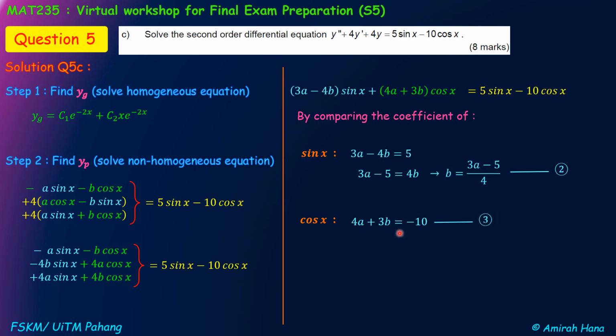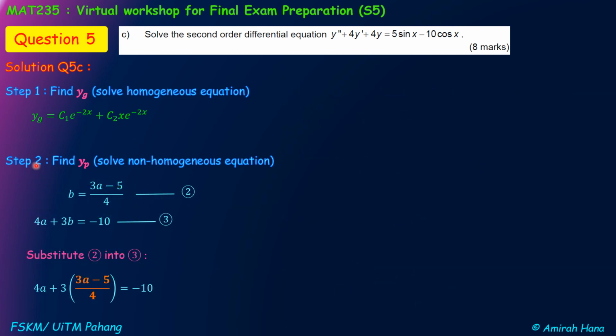From here, we need to solve the simultaneous equations to find the values of A and B. So after that, we substitute 2 into 3. From equation 3, we have 4A plus 3B. So we replace B equals 3A minus 5 over 4, and then equals negative 10.